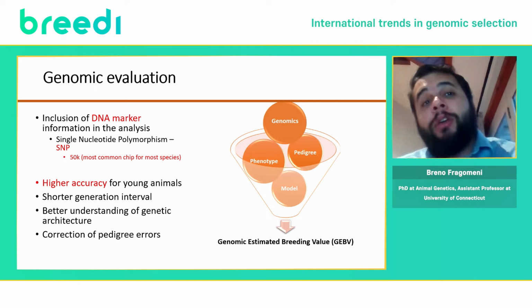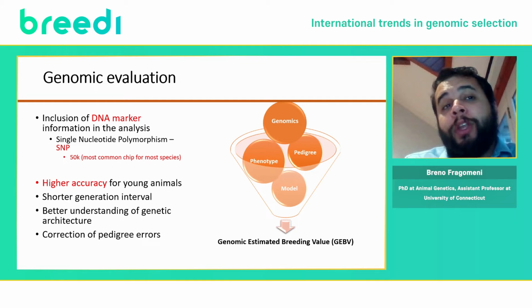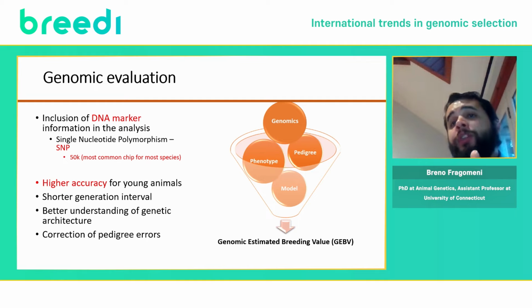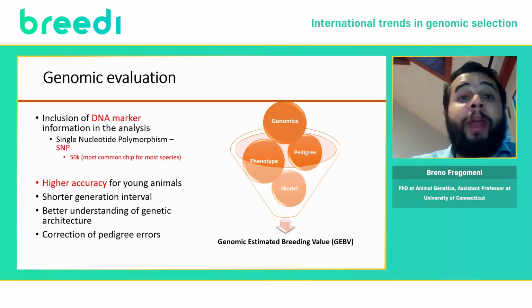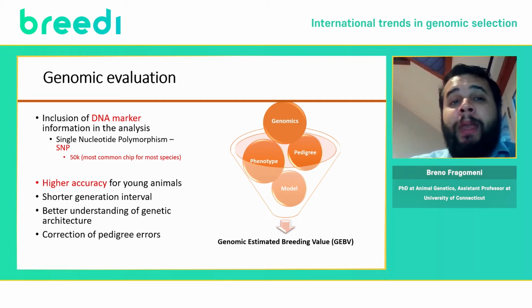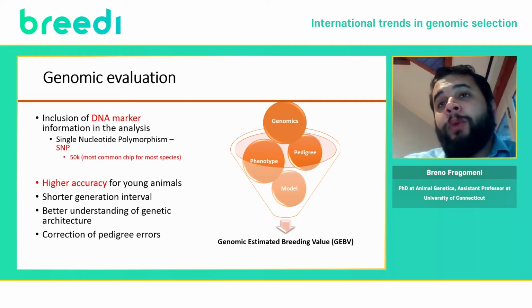And that will yield a higher accuracy, especially for the younger animals. And in a second, I'm going to show in an equation how important it is that it decreases generation interval. So we don't have to wait for an animal to be 6 years old to include that animal in our breeding program. It also allows us to correct pedigree errors.